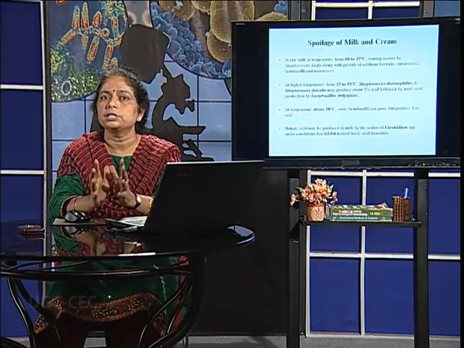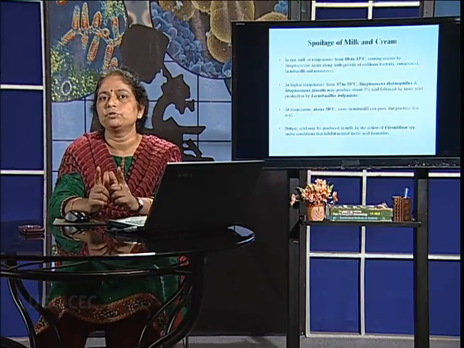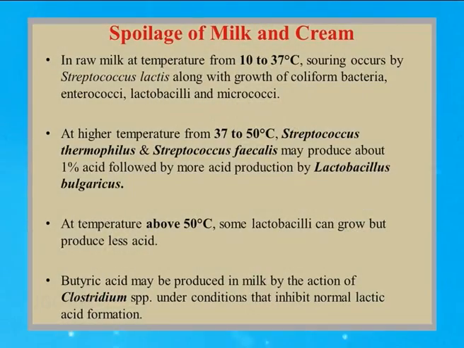Temperature is a very important factor for spoilage, as I told you. So, let us learn how temperature decides which microorganisms are responsible for the spoilage. If the raw milk is maintained at a temperature of 10 to 37 degrees Celsius, then we find that souring occurs because of the growth of Streptococcus lactis along with the growth of coliform bacteria, enterococci, lactobacilli and micrococci.